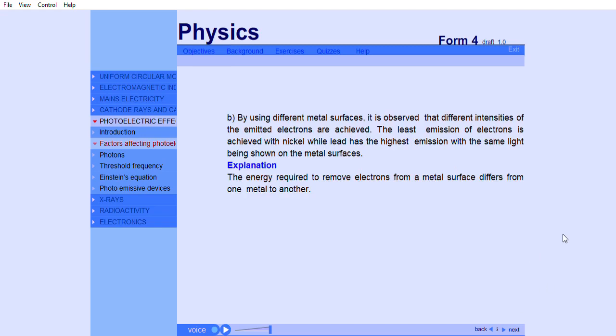By using different metal surfaces, it is observed that different intensities of the emitted electrons are achieved. The least emission of electrons is achieved with nickel, while lead has the highest emission with the same light being shown on the metal surfaces. Explanation. The energy required to remove electrons from a metal differs from one metal to another.